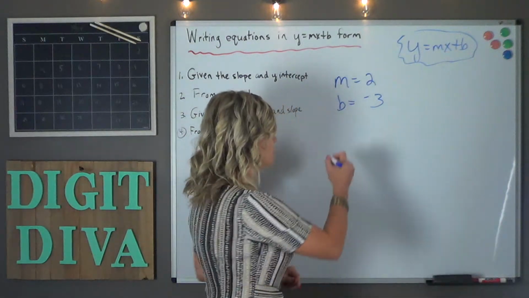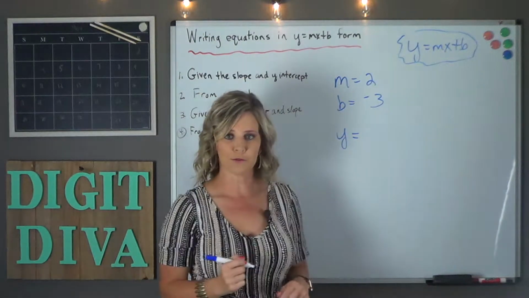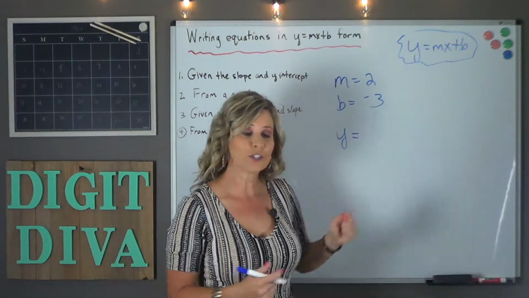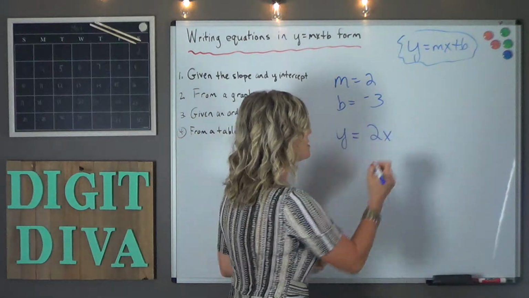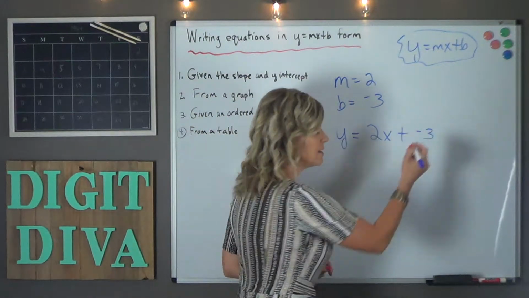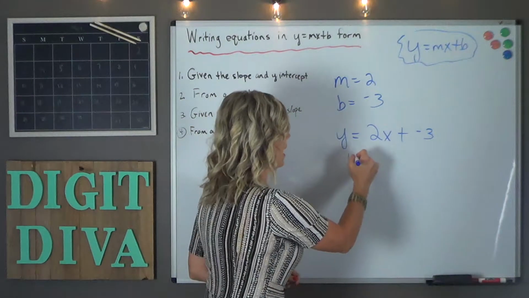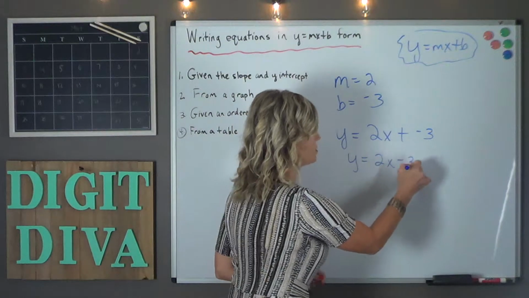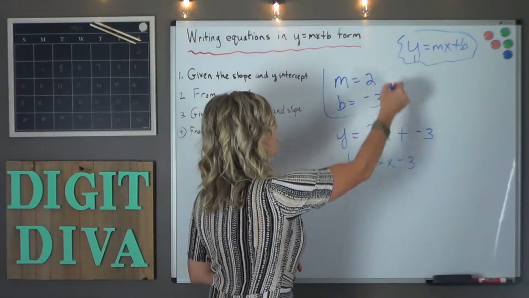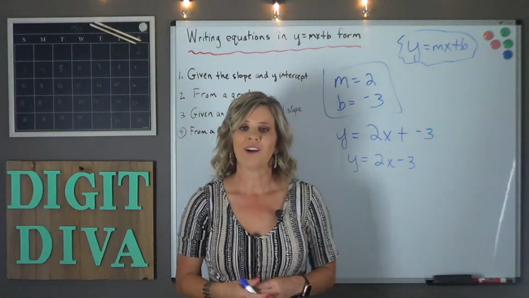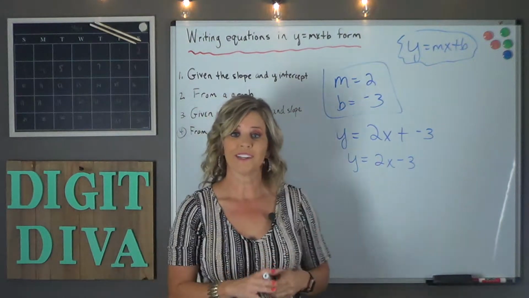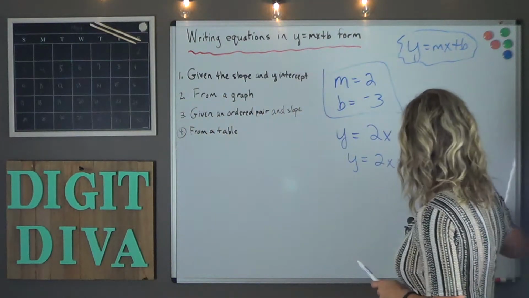Okay, so we're going to start off by saying y equals. That's easy enough. And then we look for the slope, and they told us that it's 2. So we would say 2x, and the y-intercept is -3. So we could say plus -3, but I prefer to say y equals 2x minus 3. Again, minus means negative. So they gave us the slope, and they gave us the intercept. Our job was just to simply put them into the equation. Pretty easy. All right, let's try another one.